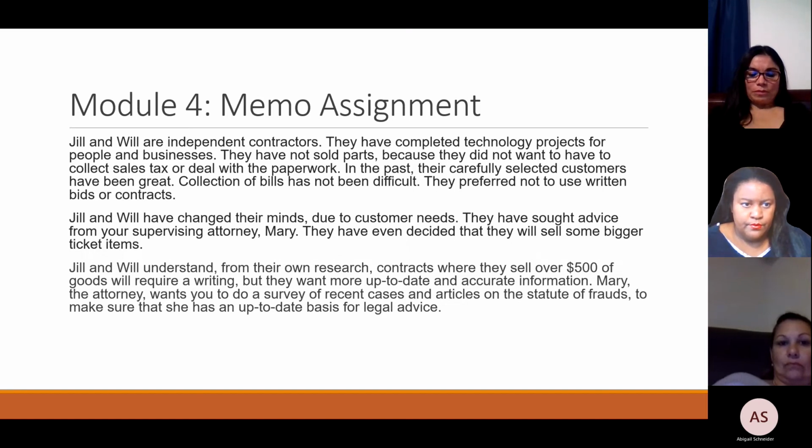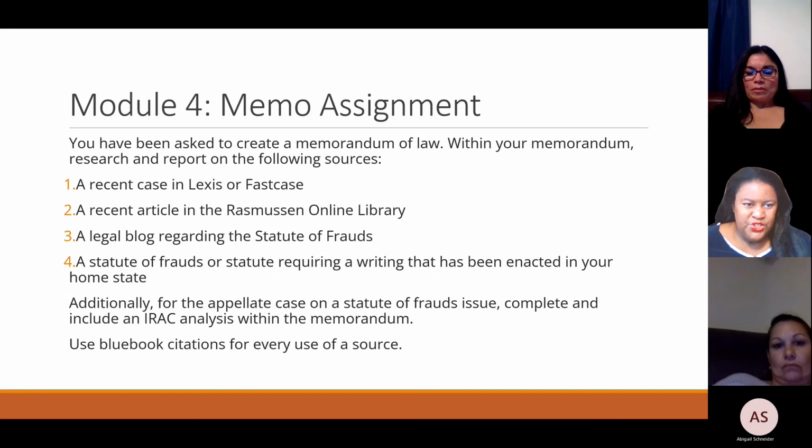So here's what you need to do. Find a recent case in Lexis or Fastcase on the statute of frauds. Find a recent article in the Rasmussen Online Library on the statute of frauds. Go to Google. Find a legal blog on the statute of frauds. Four, find the statute of frauds that's been enacted in your state. Florida, Texas, South Dakota. Find the statute of frauds in your state.